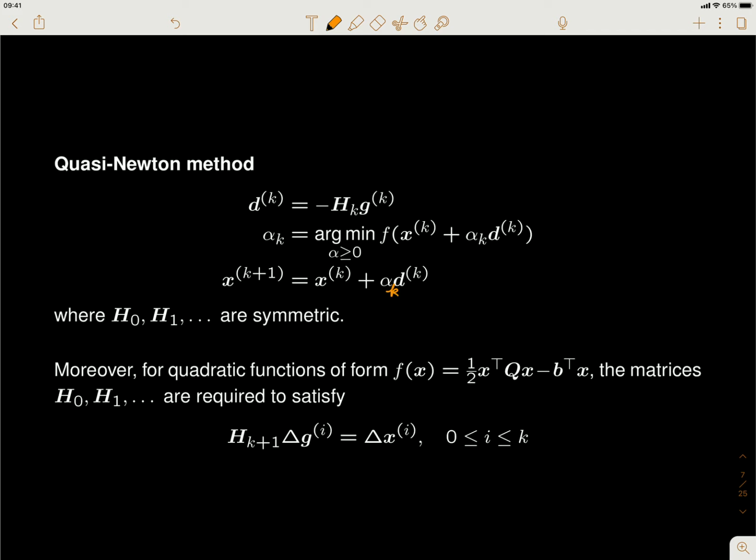And the most tricky part is to generate those sequences of matrices in each iteration along with your xk's, so that for each k, the Hk plus 1 makes these equalities hold. And that is the requirement for the Quasi-Newton's method.